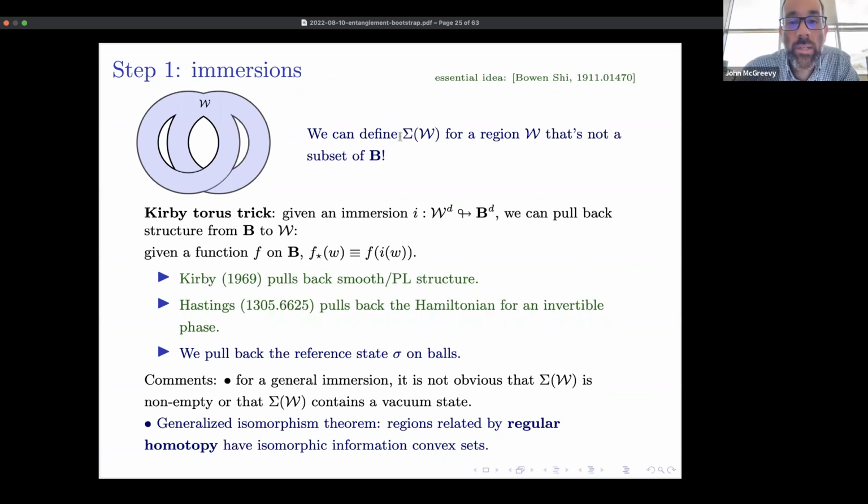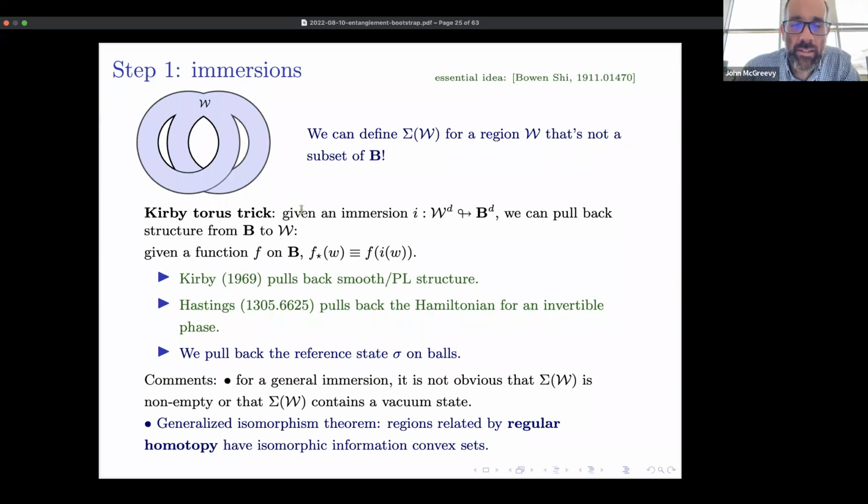Okay, so the key idea is we can define the information convex set for some region W, which is actually not a subset of the ball. A good example to think about is this little monstrosity here, which is going to be important. Think of this whole thing as living inside the ball, but on this locus here, the region W is a double cover of the ball. So for every point on the ball here, there's two points in the region W. And this is a version of what's called the Kirby torus trick, which let me tell you what that is.